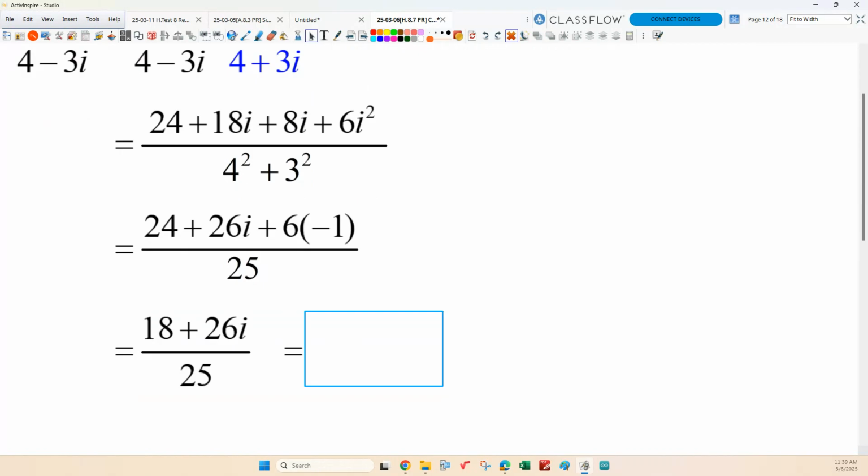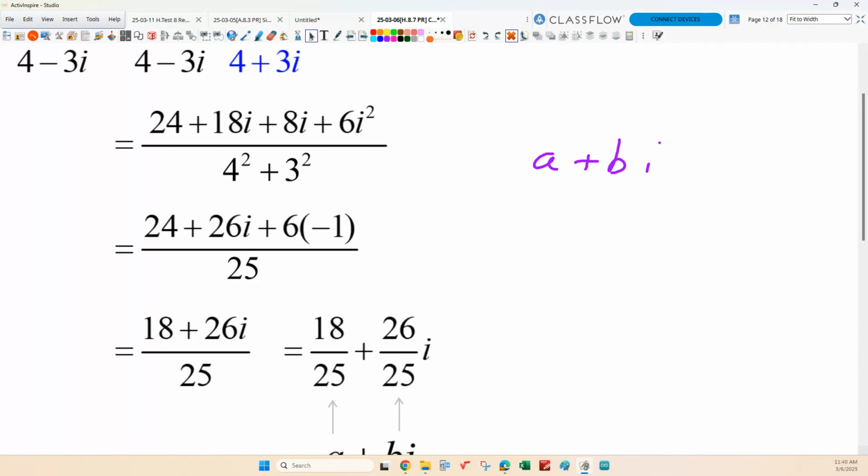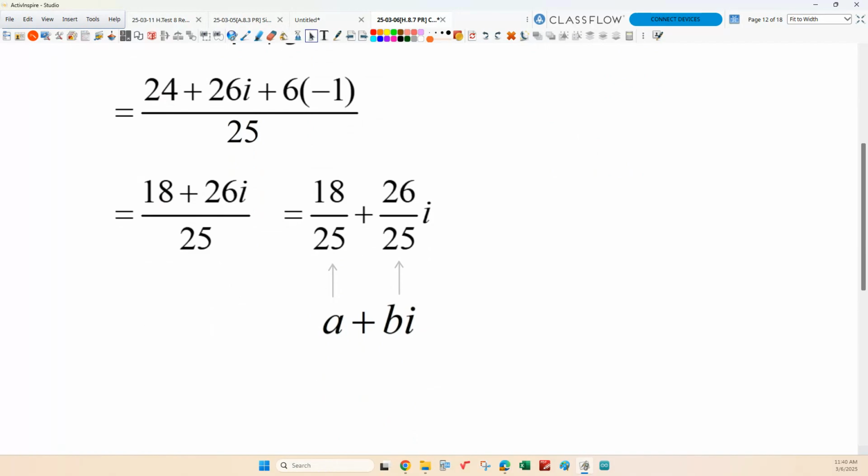What do I need to do to put this into standard form? Because standard form, remember, is a plus b times i. I get two separate terms. So what could I do to that answer to write it in standard form? Yeah, I just split that common denominator. I split the fraction into two fractions. And we write it like that. Okay?